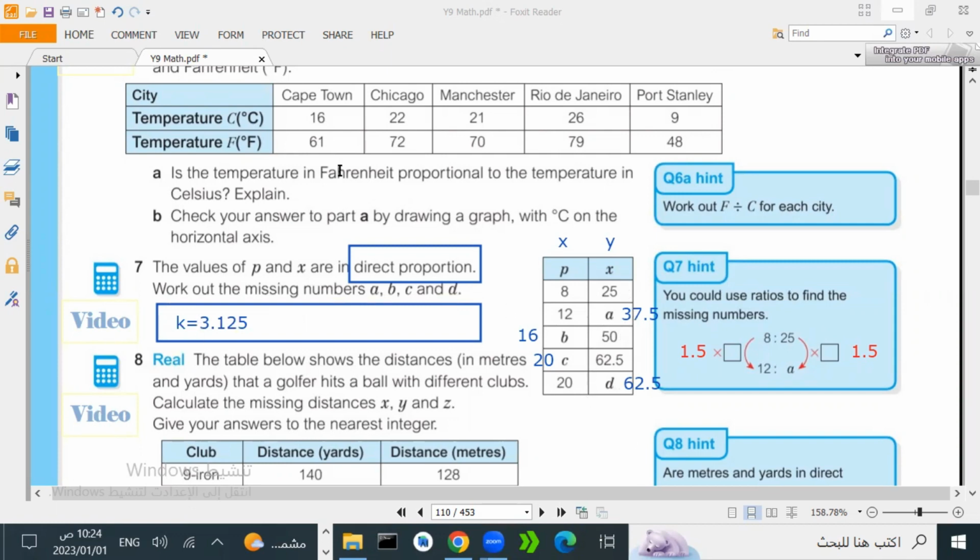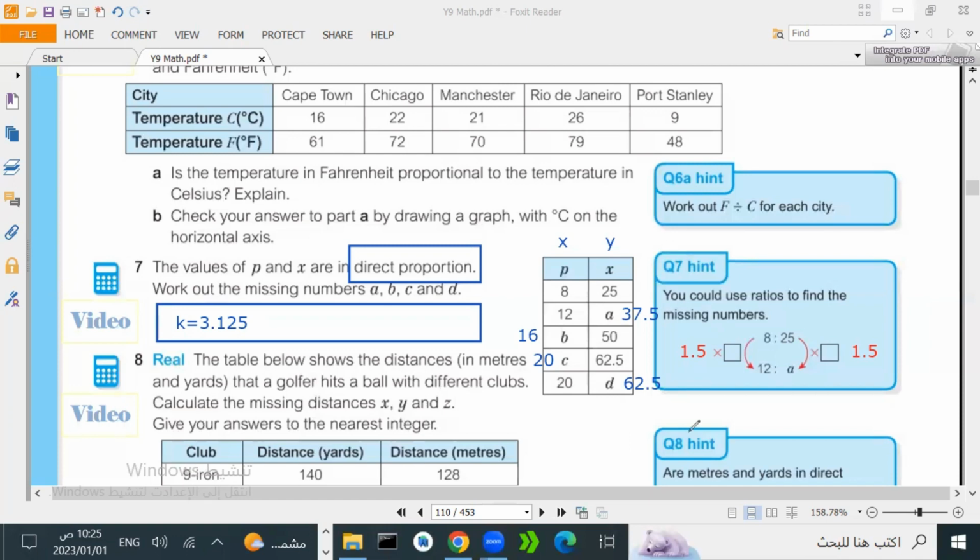How do I do this? If I want to find y, I'm going to multiply the k by the x. So to find the a here, which is part of a y, I'm going to multiply this by the 12. So I can use a calculator to do this. 3.125 multiplied by 12, and the answer is 37.5. Same idea to find d. I'm going to multiply 20 by 3.125. So to find d, 3.125 times 20 equals 62.5.